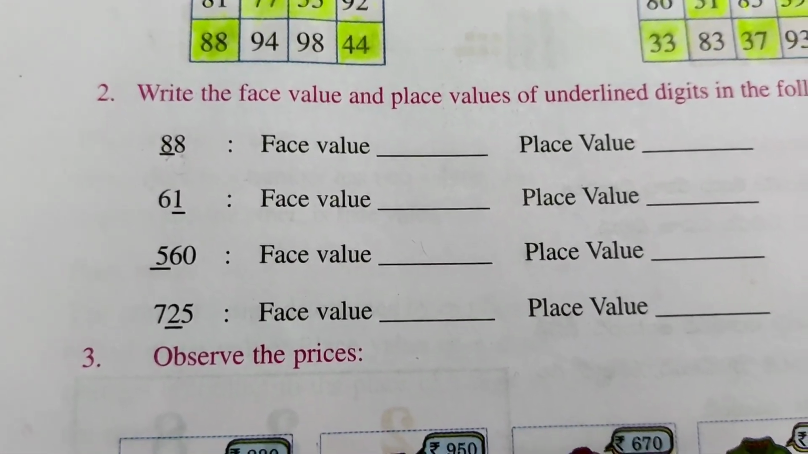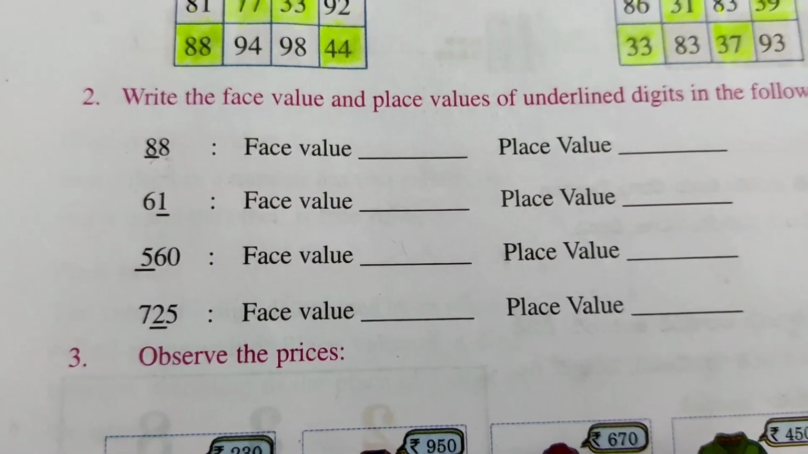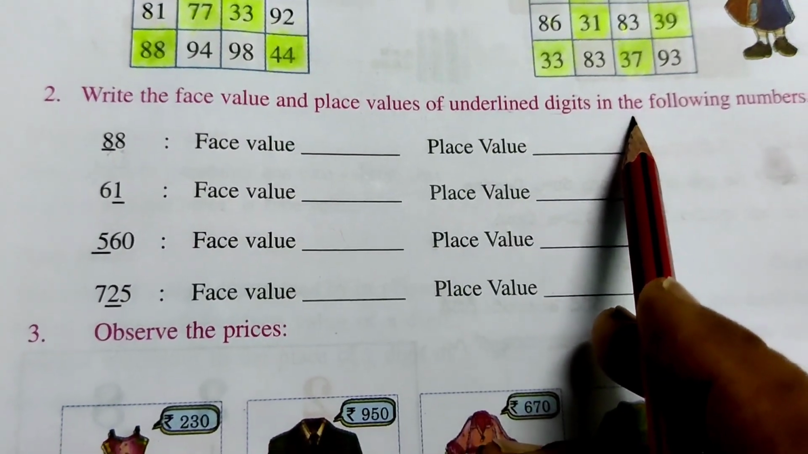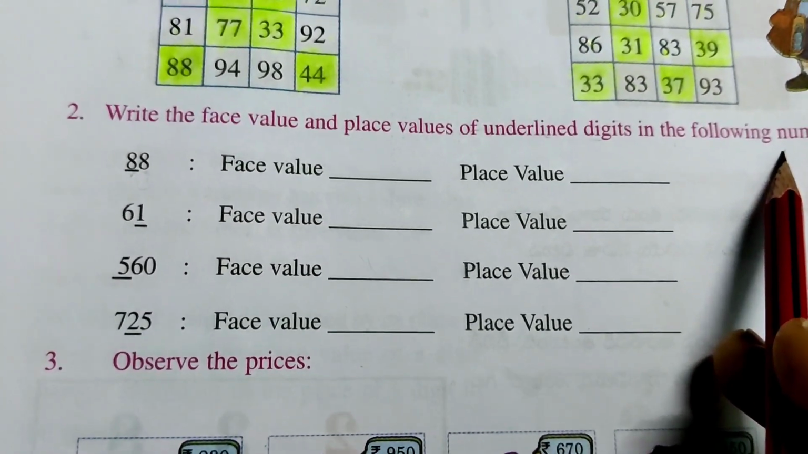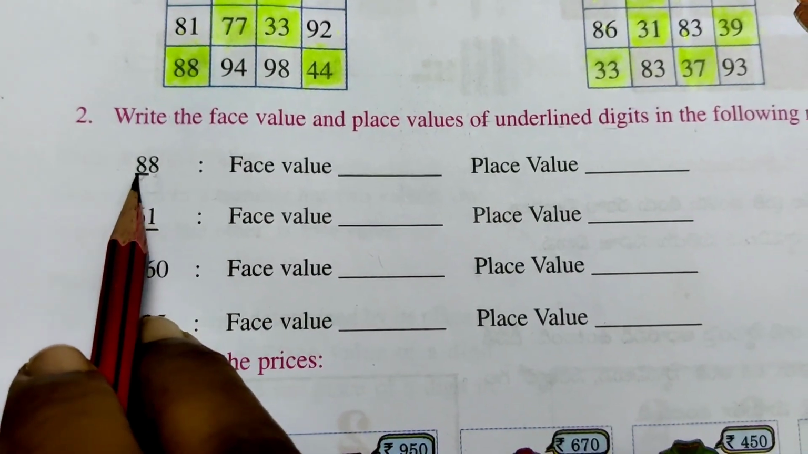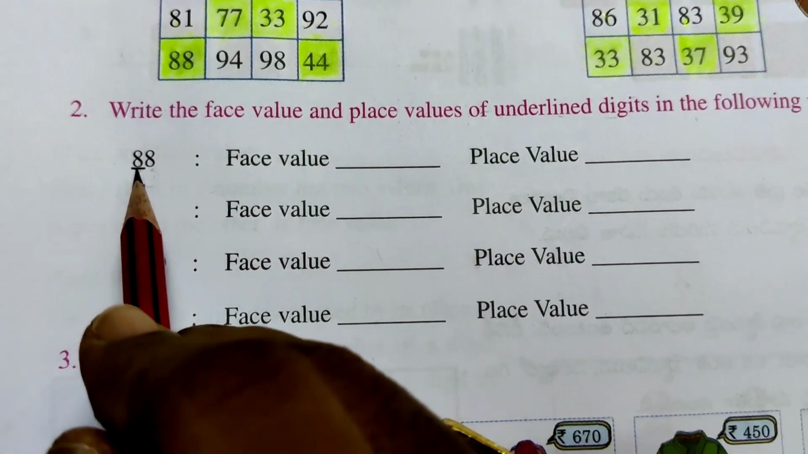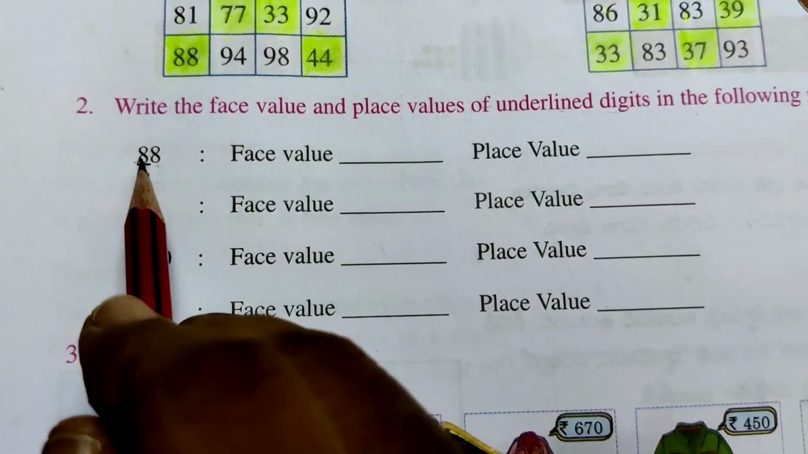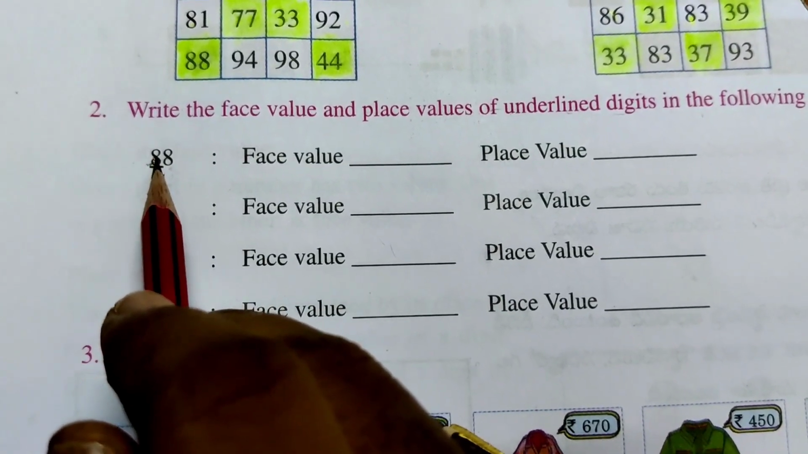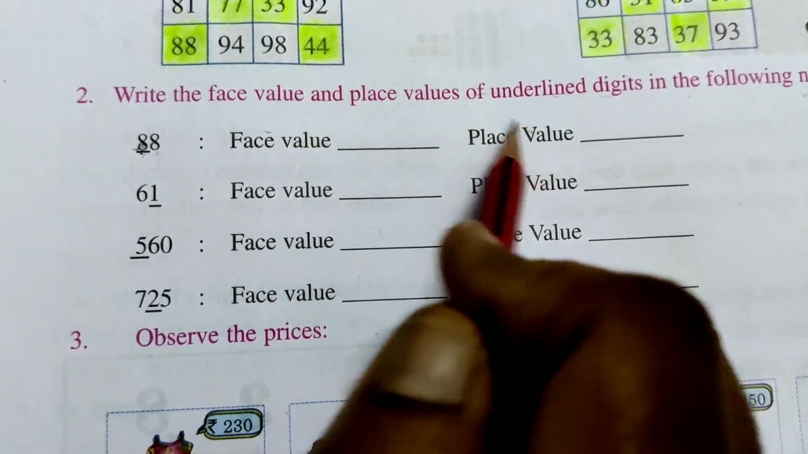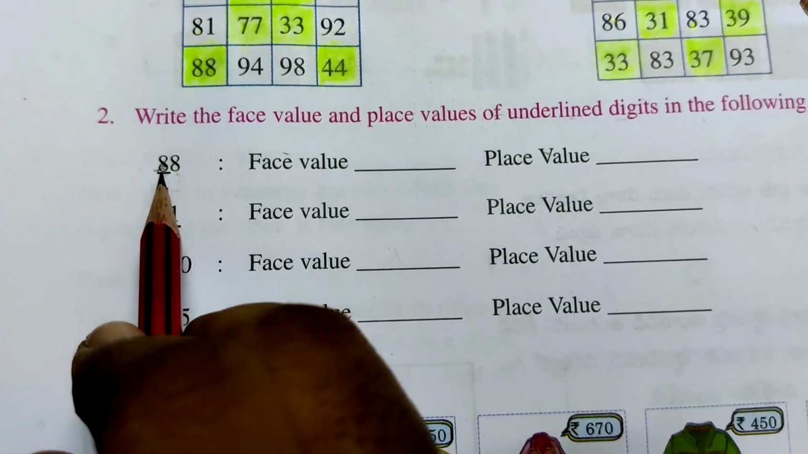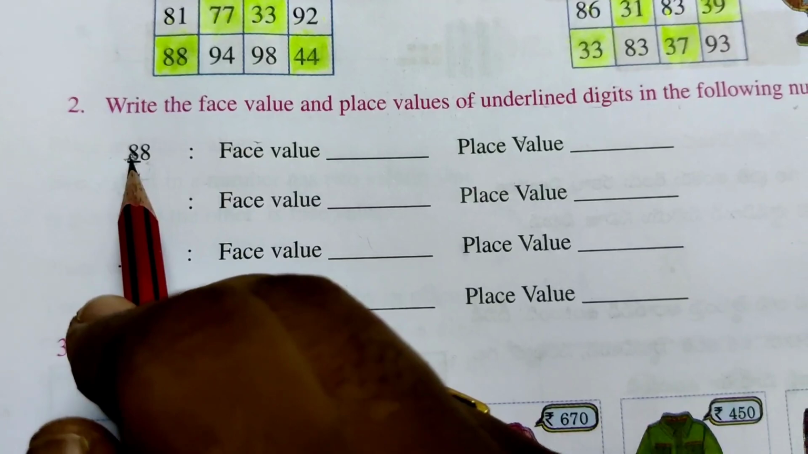Hello dear students. Move to the second problem. Write the face value and the place values of underlined digits in the following numbers. 88. Here, what is the underlined digit? 8. In which place is it? 8. So, we have to write the face value and place value for 8. That is located in tens place.